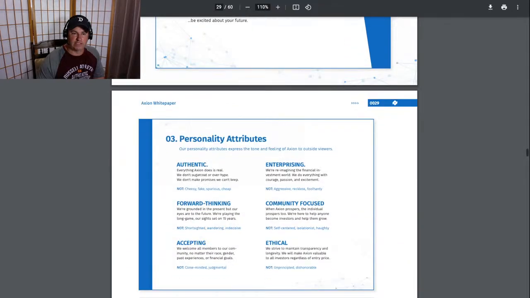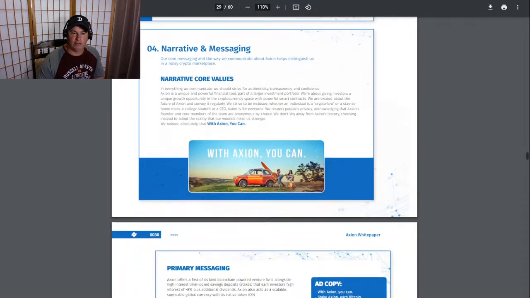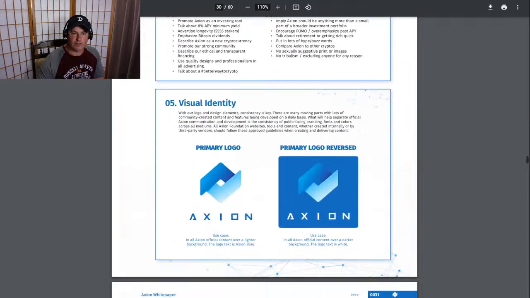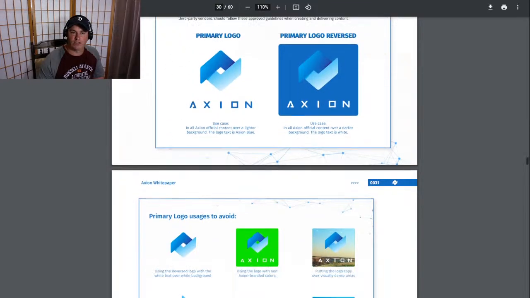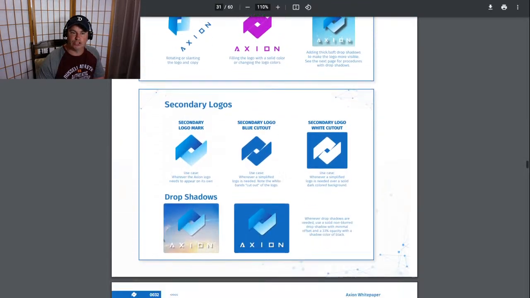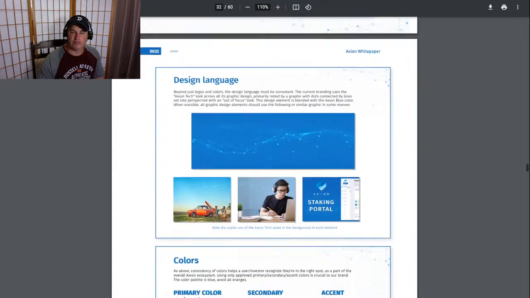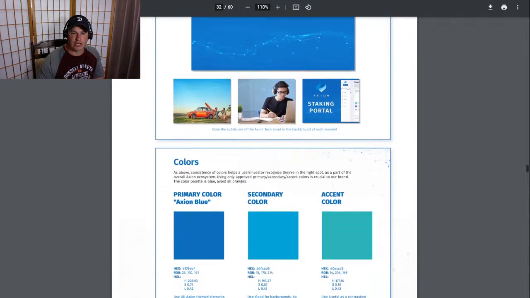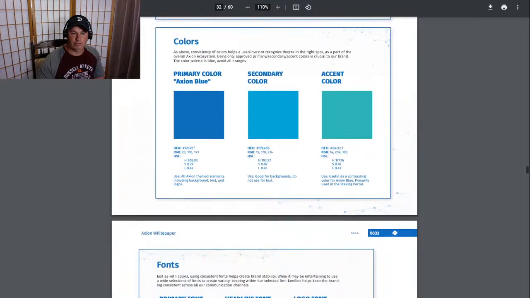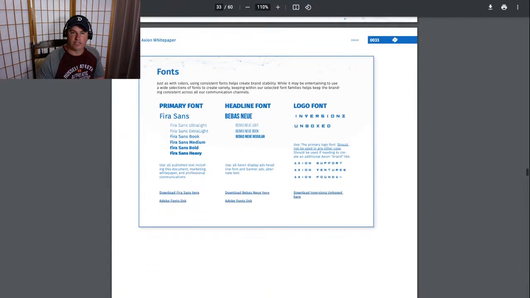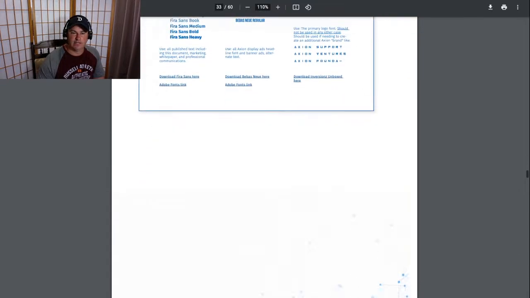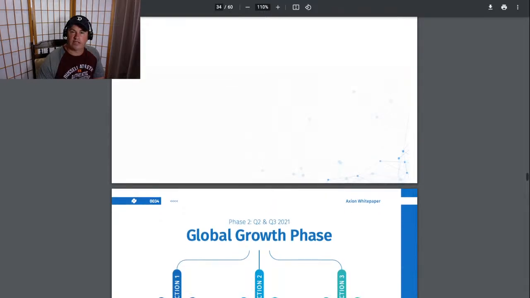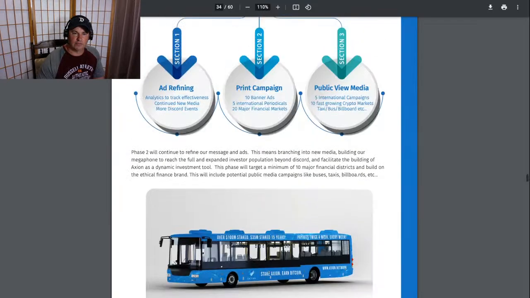It's got the brand foundation, the brand personalities in the other video, the narrative messaging, as well, the visual identity, so the branding, logos, what to do, what not to do. So really transparent, normally you don't see this stuff, normally it's in-house for marketing teams. You've got the design language, the beautiful Axion blue, pretty neat. You've got all the fonts that you can use, so Fira Sans and stuff like that. So that's in another video, you can check that out, and we'll just wait to come here.